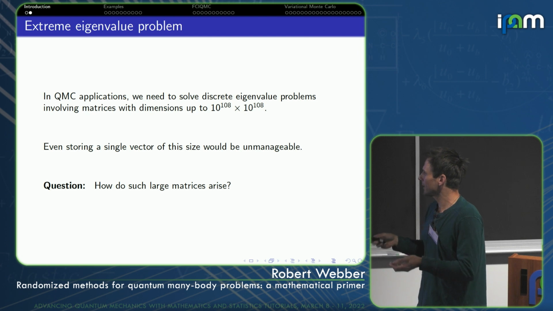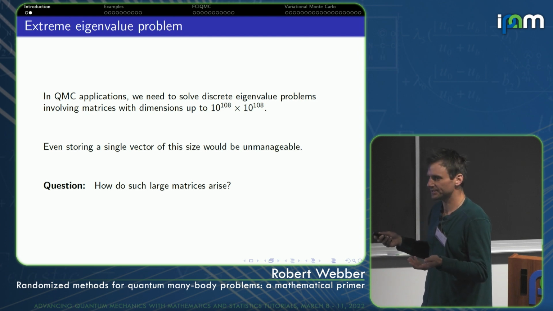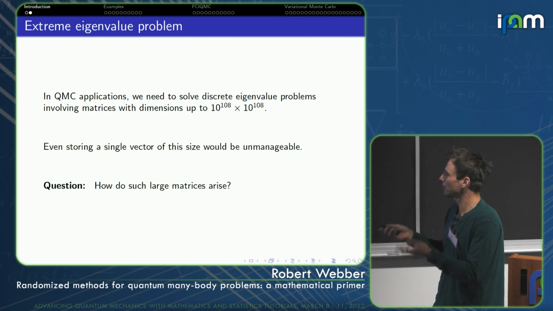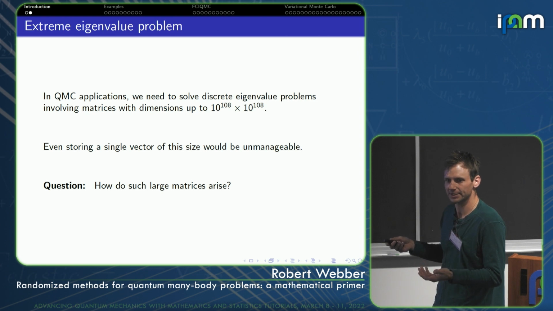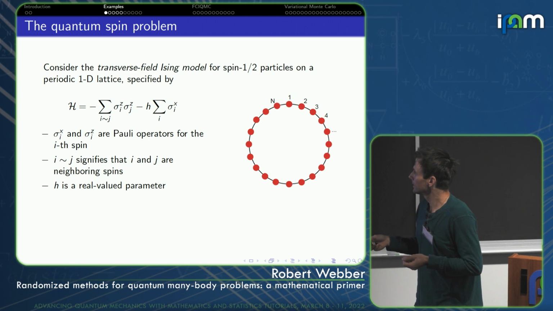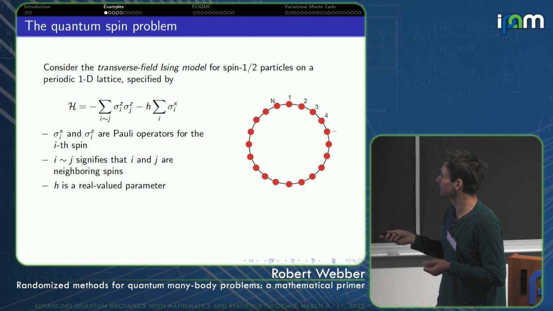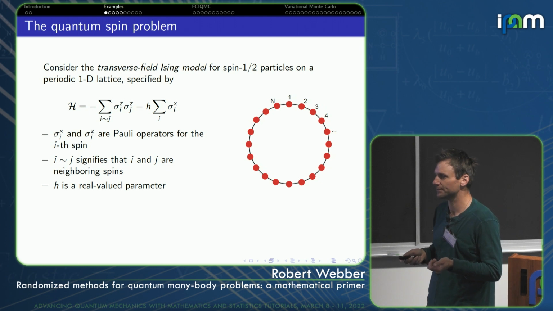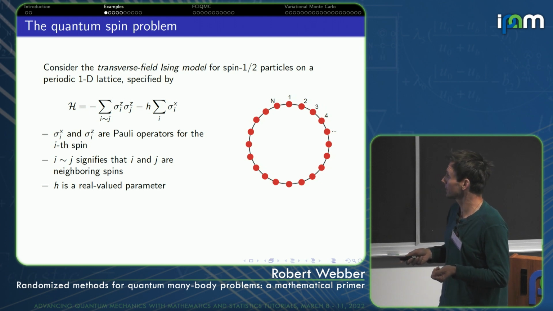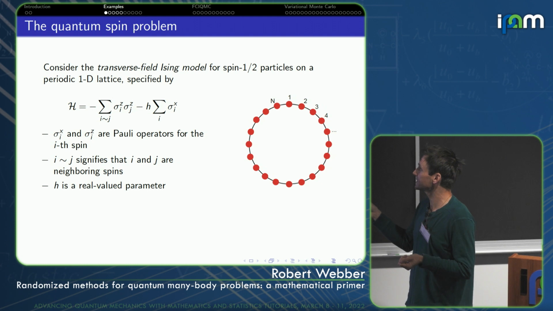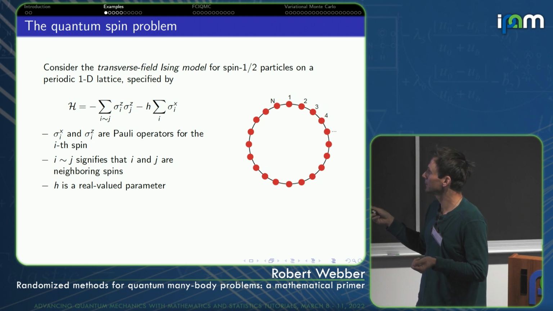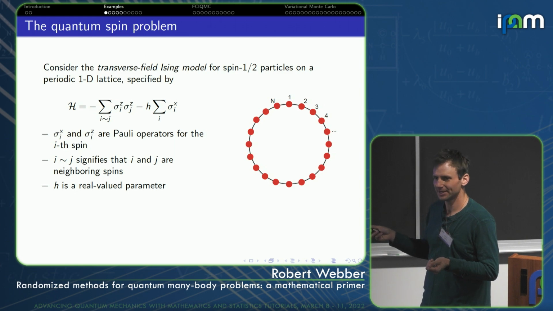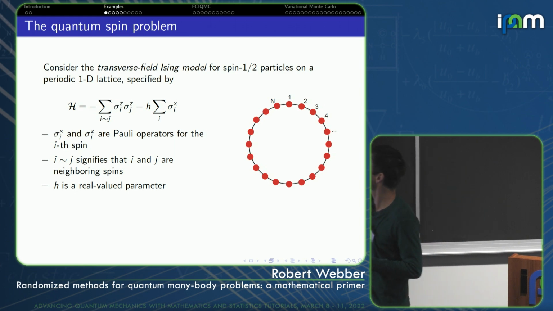And before I tell you how we can deal with such large matrices, there's this question: how do they arise? What are the particular settings where you might run into such a large matrix? So here's an example that hasn't been treated by the past talks too much, but it's like the most basic quantum spin system. You're going to consider a transverse field Ising model, that's the name of this model, for spin 1/2 particles on a periodic 1D lattice. So this is an illustration of a periodic lattice.